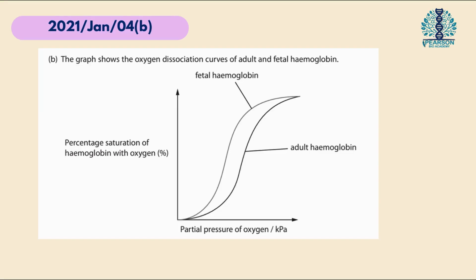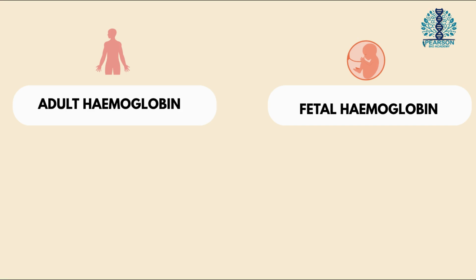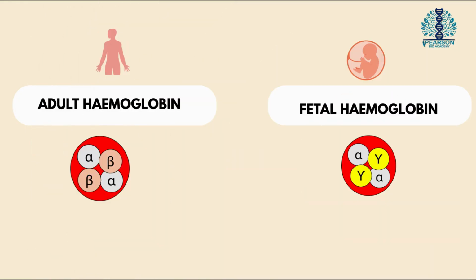The Jan 2021 paper, question 4b. Again, it starts from a graph. The graph shows the oxygen dissociation curve of adult and fetal hemoglobin. Adult hemoglobin and fetal hemoglobin, both of them have four subunits, but the difference is adult hemoglobin has two alpha and two beta subunits, while fetal hemoglobin has two alpha and two gamma subunits.